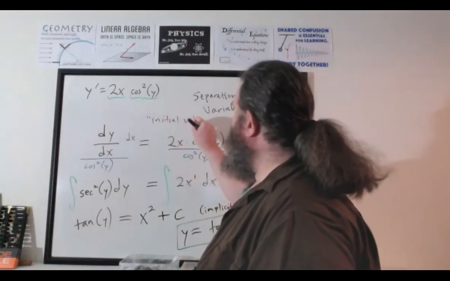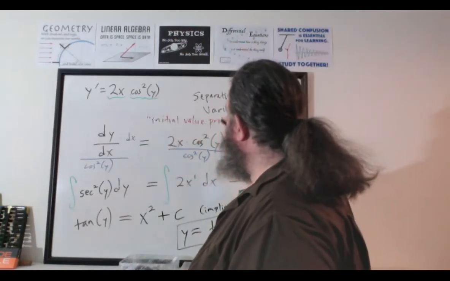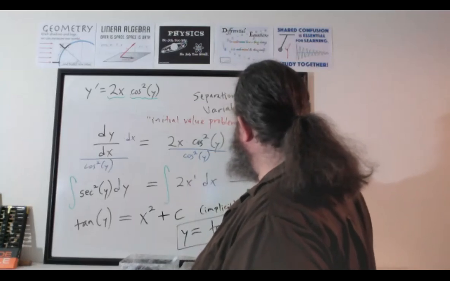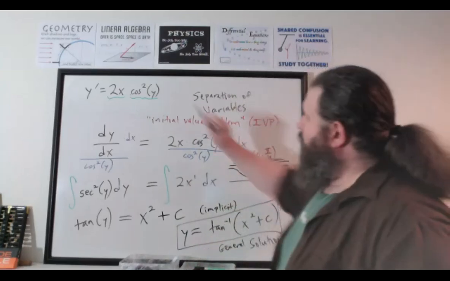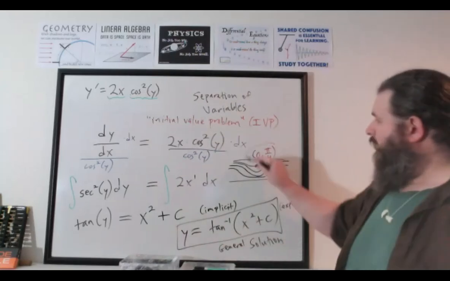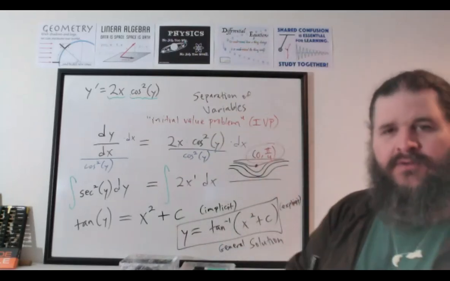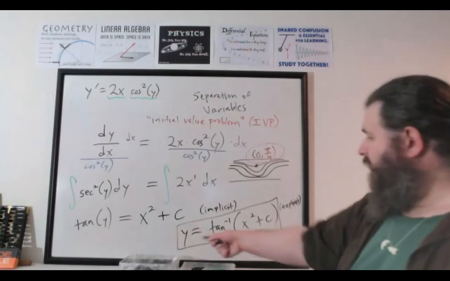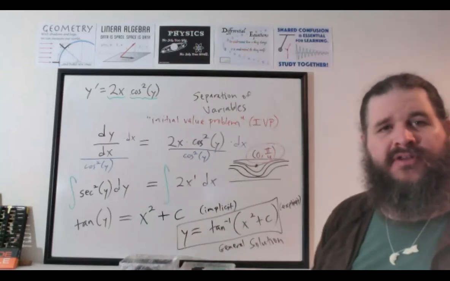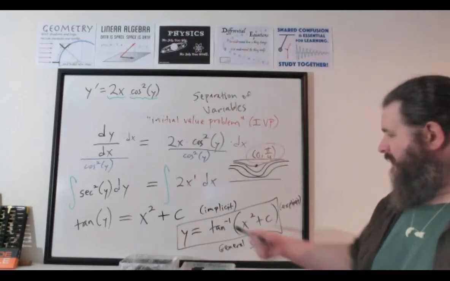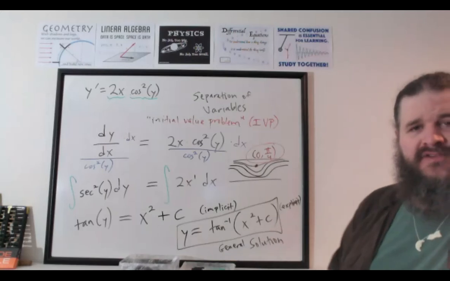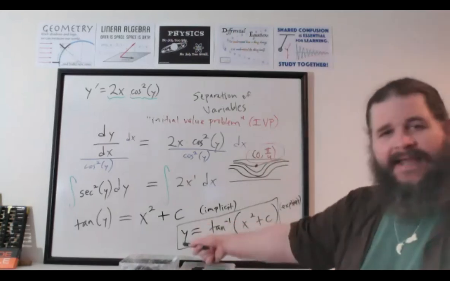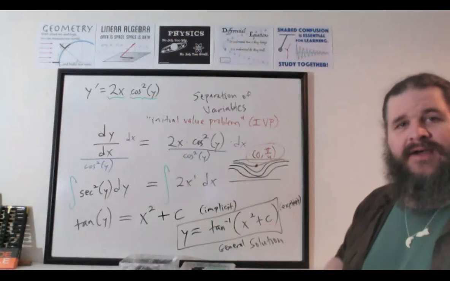Initial value problem, or IVP, means a differential equation along with an initial value, some point that the graph goes through. The differential equation gives you a family of solutions, infinitely many solutions, typically tied together by some unknown parameter, usually c. But the initial value, plugging that in for x and y, allows you to solve for c to find the specific solution.